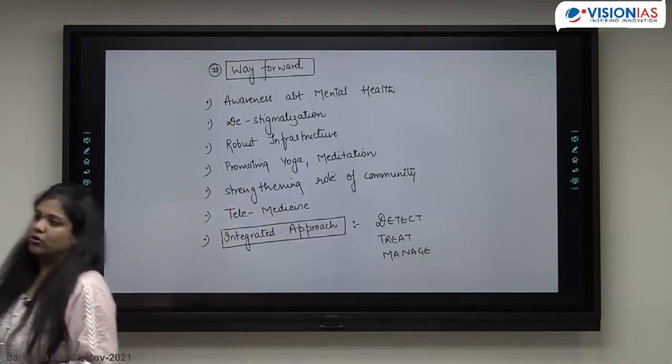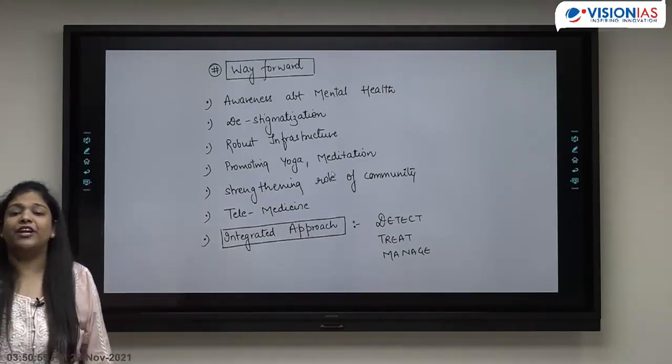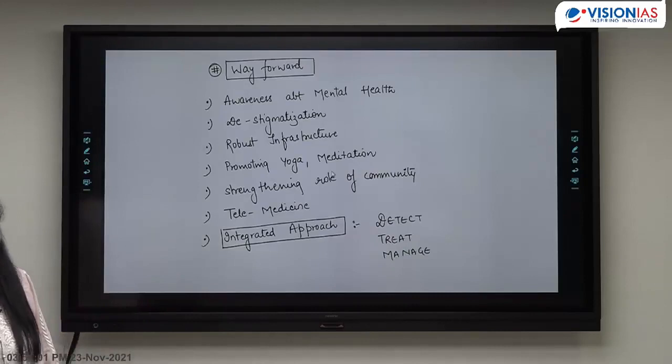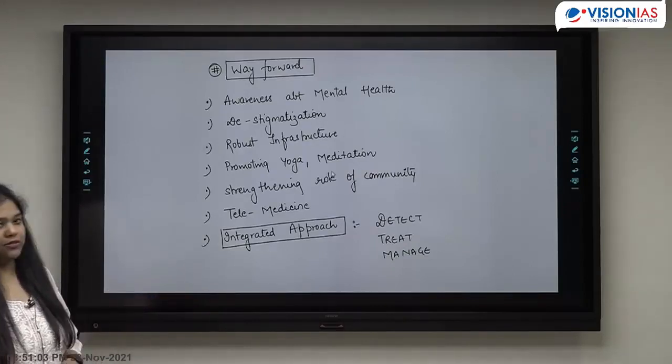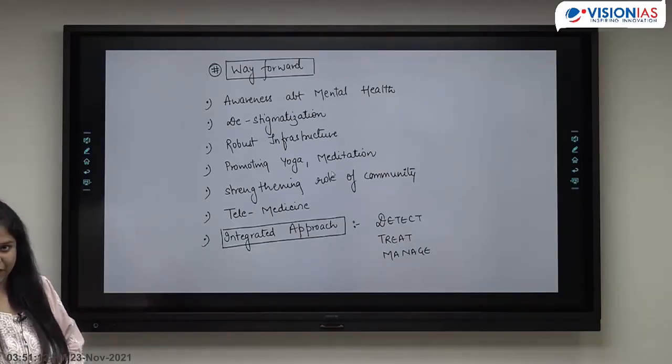Then promote करो योगा, मेडिटेशन. So the alternative medicinal system can be used in order to reduce the stress. Then role of community should be strengthened. Concept of telemedicine, telepsychiatry to be very precise, yeah, digitally mediated therapies should be promoted. It has to be integrated approach. First detect करो, treat करो, manage करो.